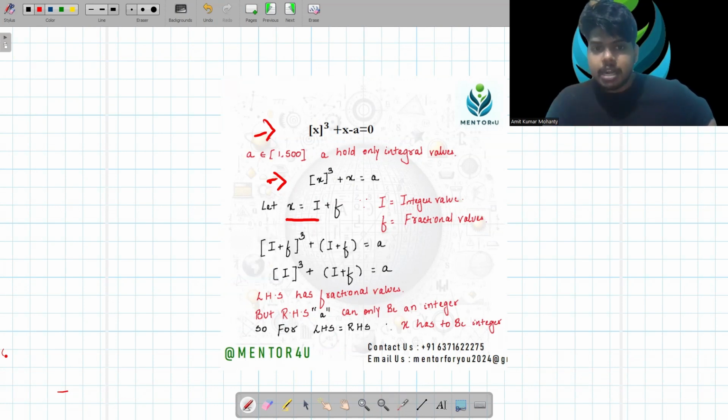It will remove the fractional part. So this part of the equation will be reduced to the integral of the cube. Next, this remaining part, integral value plus fractional value, equals a. Now, from this particular equation, what did we know? That the right side is the integral value.